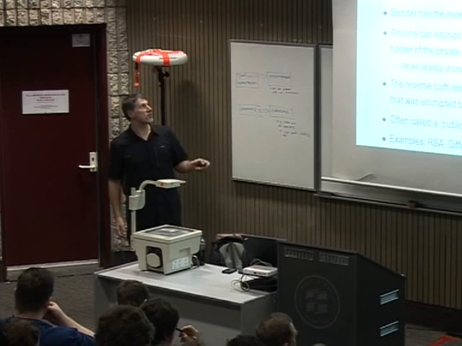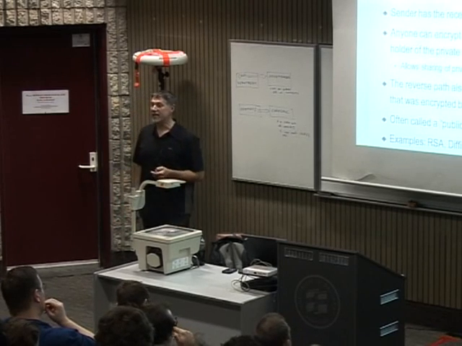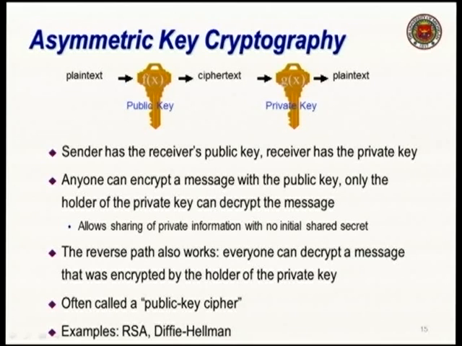And so enter asymmetric key encryption. This is the tool that is used to share a piece of information between two people when they have no shared common secret. The way it works is we've got our plain text and two keys. One key is called the public key and one key is called the private key.